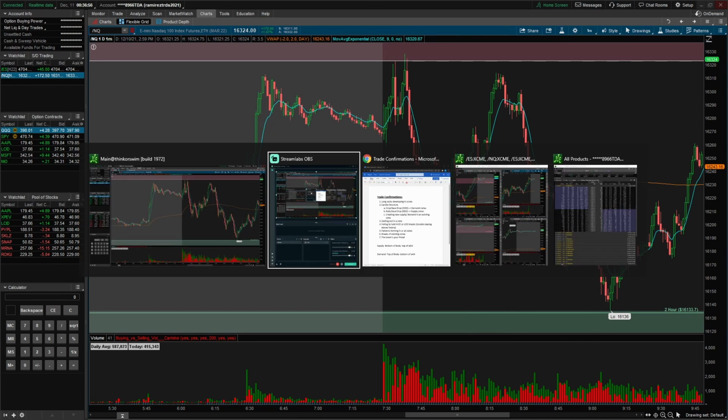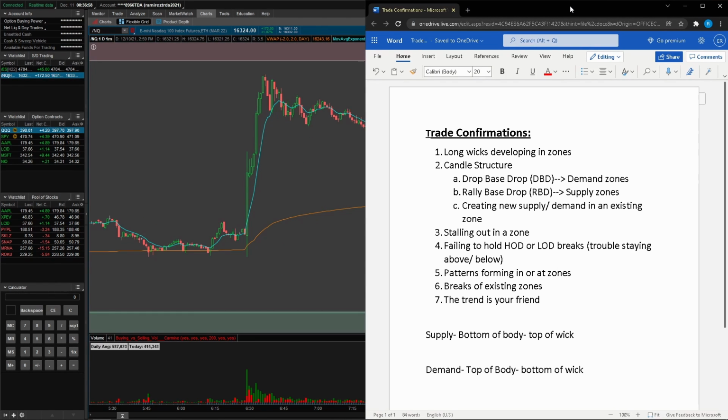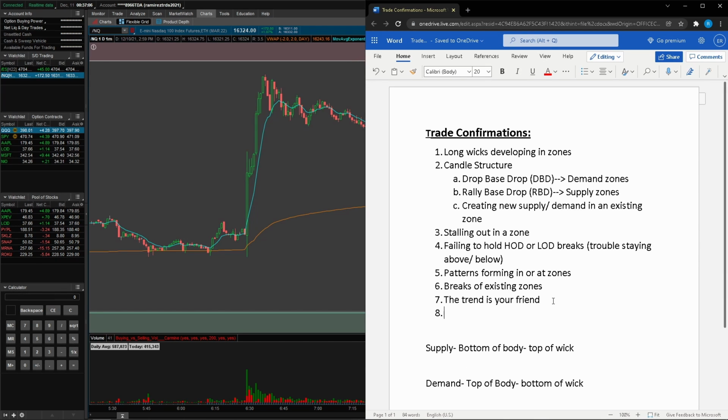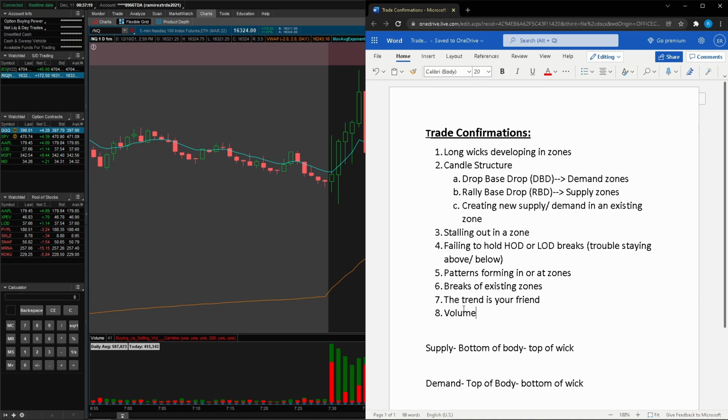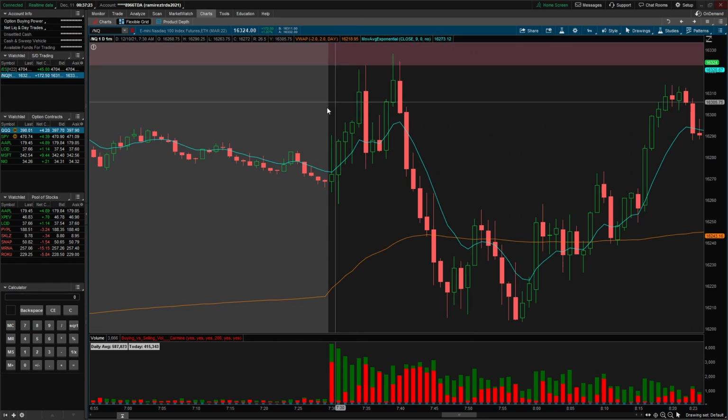I have a sheet right here. You guys can pause, take a screenshot, but this is the basis of what I use for my confirmations in terms of my trades. You can also add volume right here. Volume is always a good indicator. You can see the amount of buying and selling volume there is per candle. This is very helpful. But first off, long wicks developing in zones.